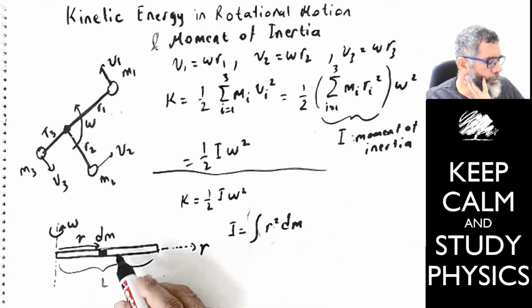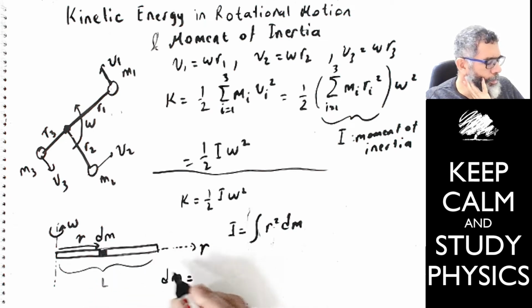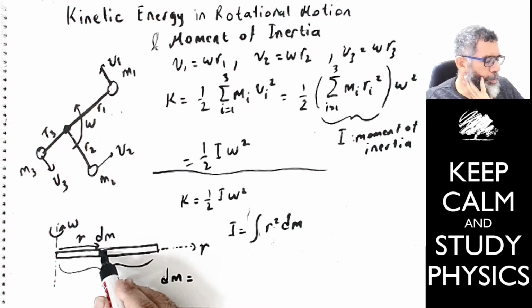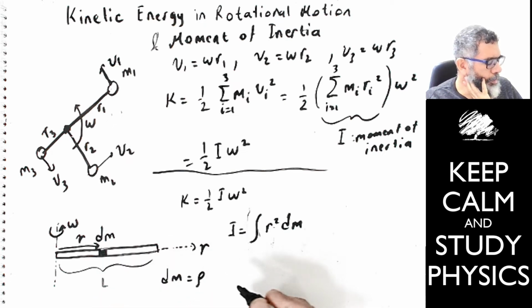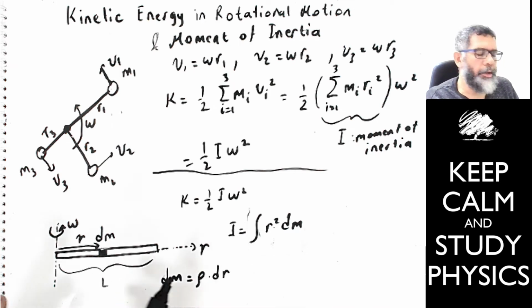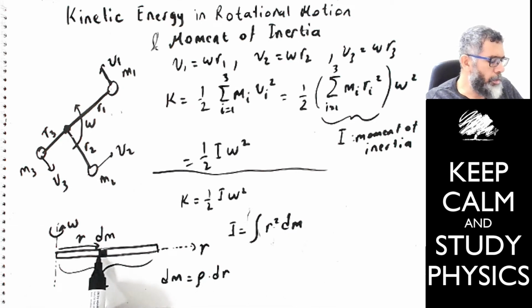So we can always write these dm's as the density of the rod, let's say rho, the mass density of the rod, multiplied by dr, because every dm has some extension in the r direction, right? We can simply say this. It's no big deal. All these dm's are along this extension, so every dm will have some length in the r direction, but these lengths are going to be infinitesimally small or arbitrarily small, so these lengths can be expressed as dr.